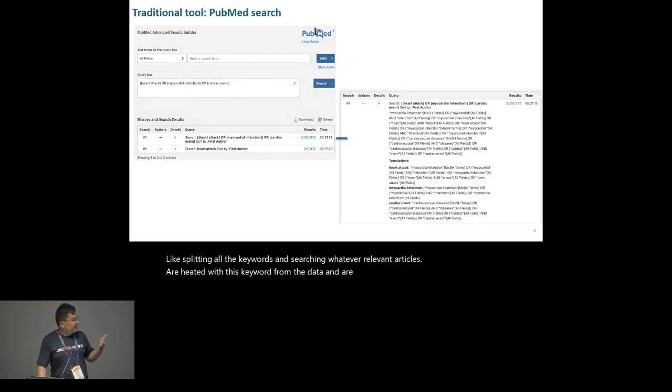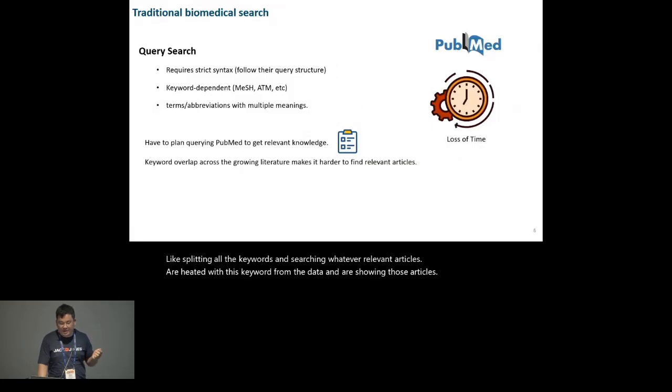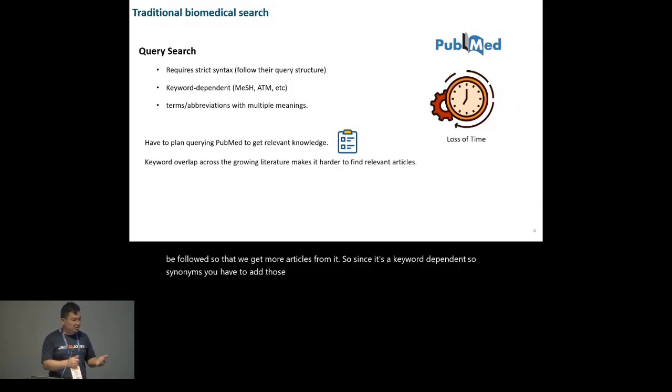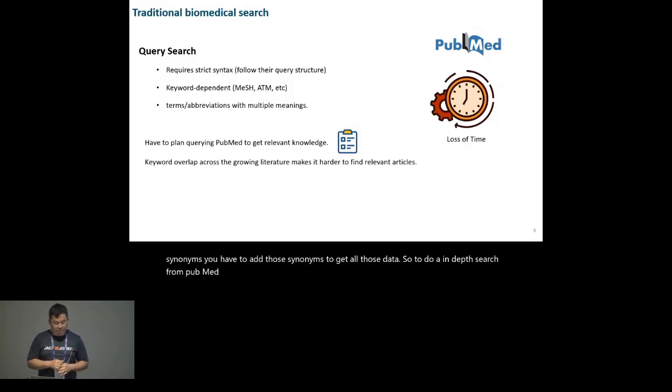This traditional way of searching the PubMed database requires strict syntax which needs to be followed so that we get more articles from it. Since it's keyword dependent, you have to add those synonyms to get all that data. So to do an in-depth search in PubMed requires time. It's a loss of time, we could say.